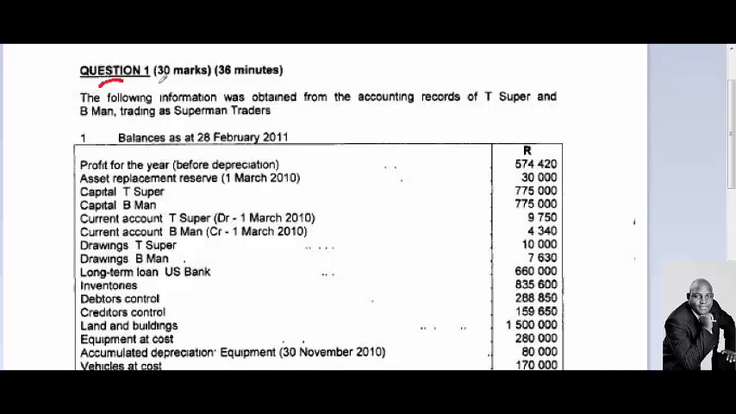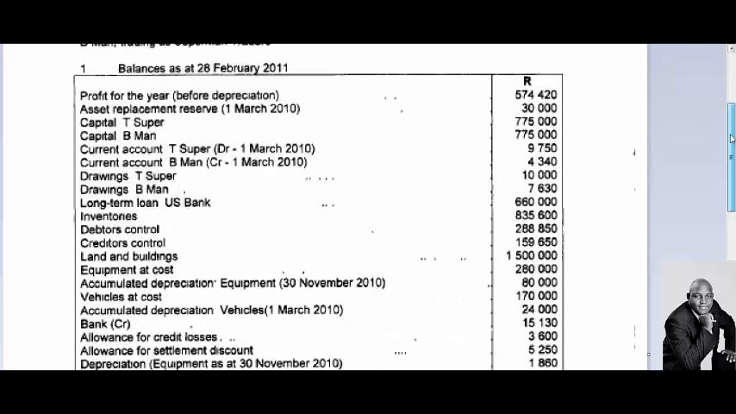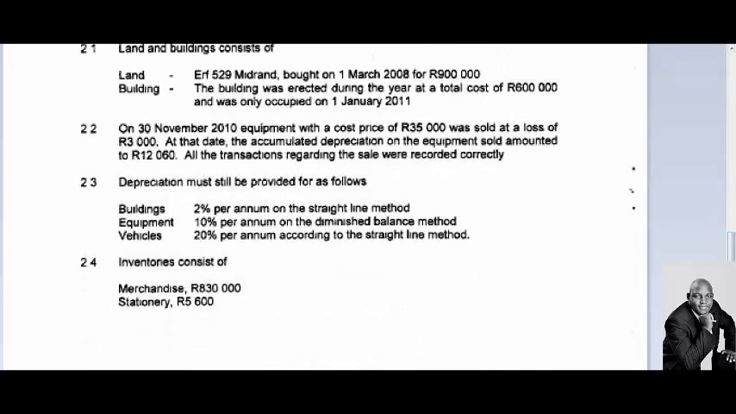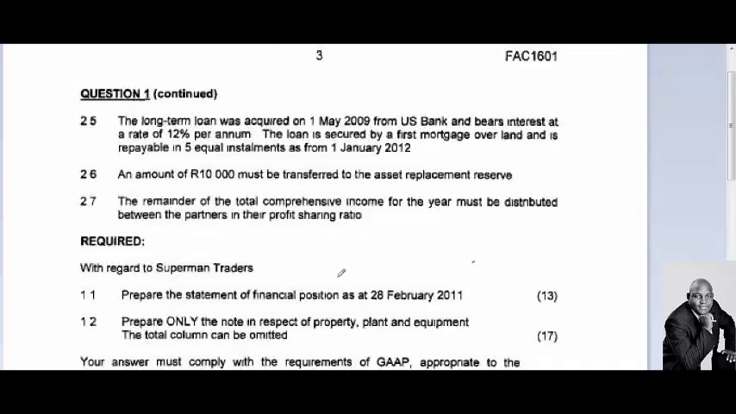Okay, so just to recap on the question, question 1. It says that the following information was obtained from the accounting records of T Super and B Main Trading and Super Main Traders. So this is the list of balances. Number 2 is additional information. Then this is question 1 continued, still additional information, and then what's required. We have already done question 1.2, and now today we're doing question 1.1. As you can see, you get 17 marks here. It's a lot of marks.